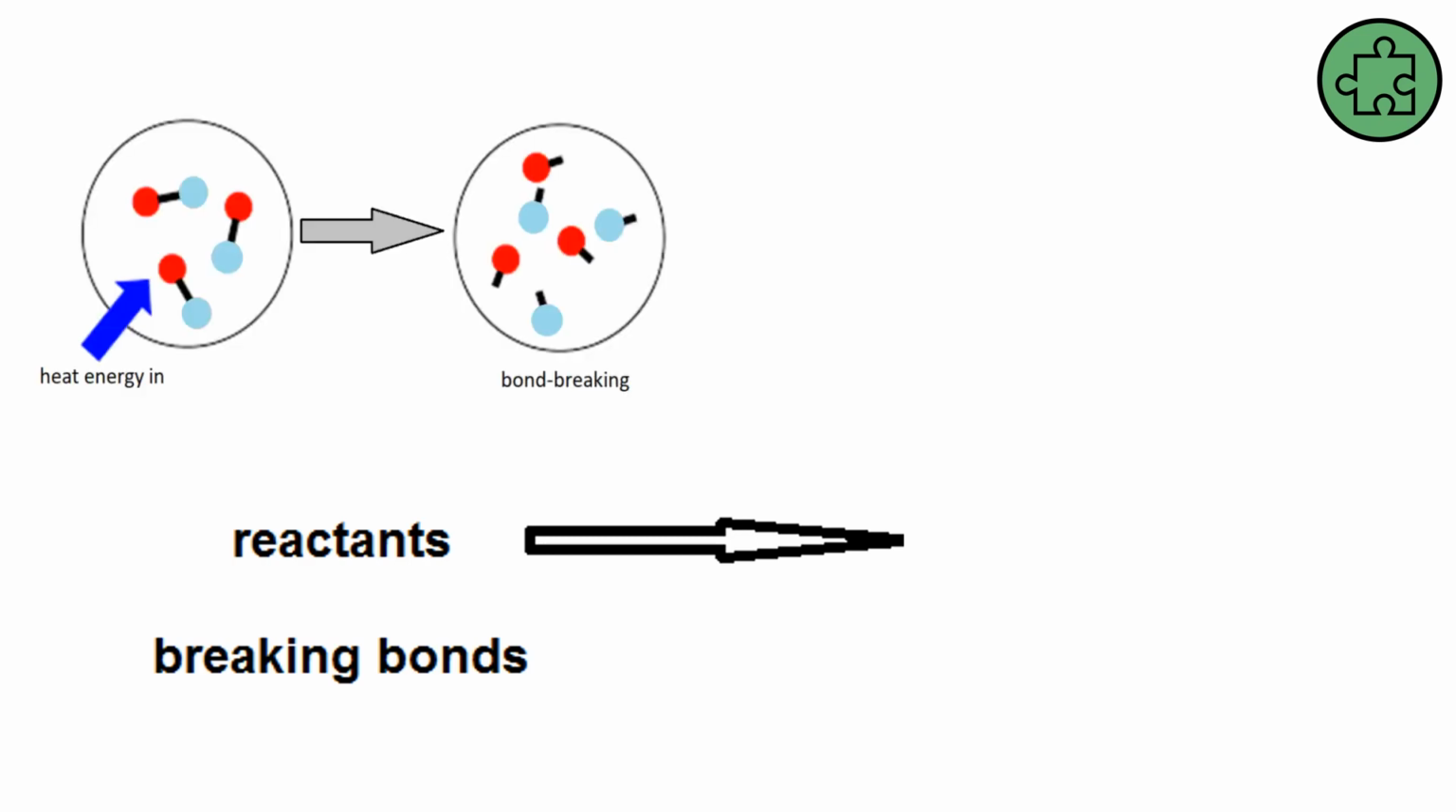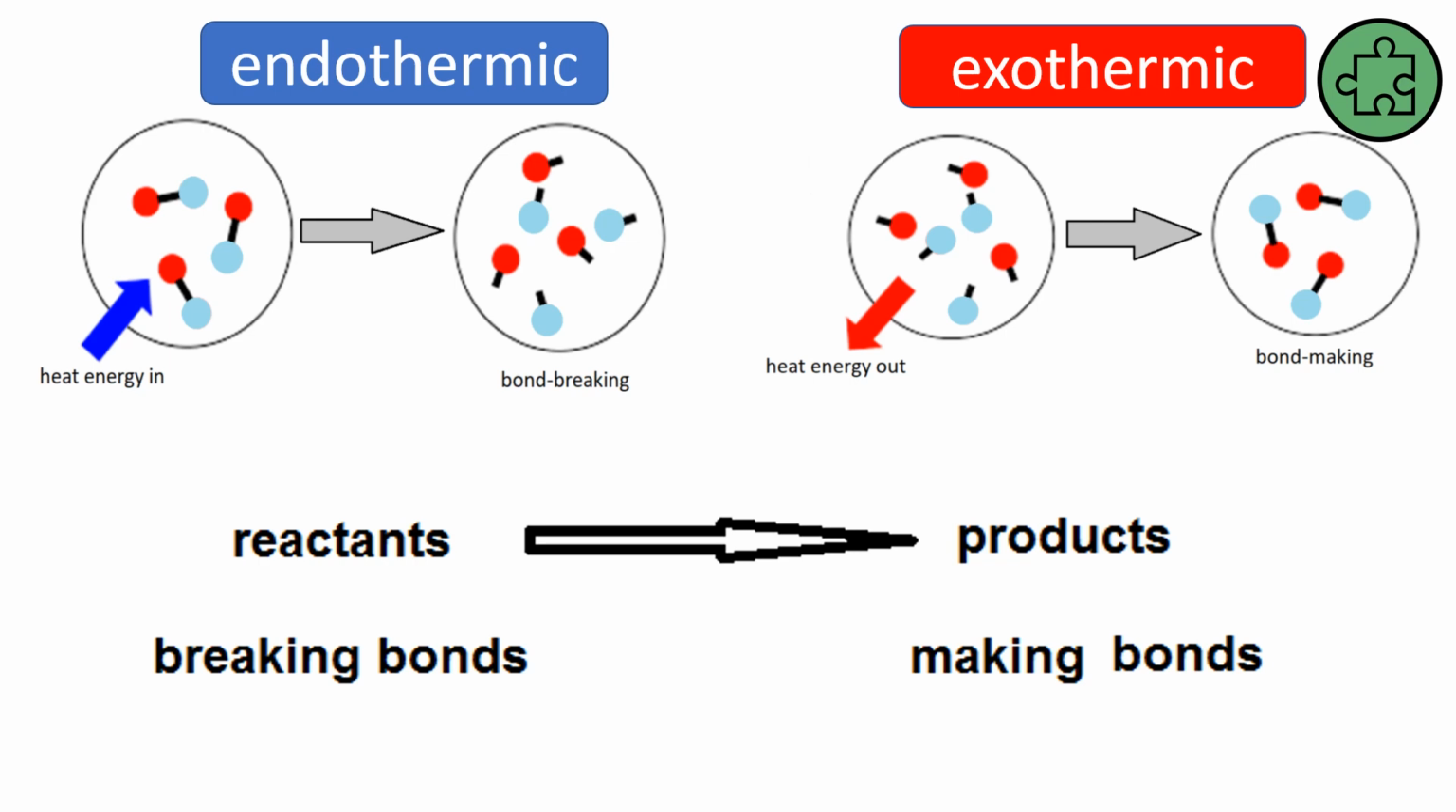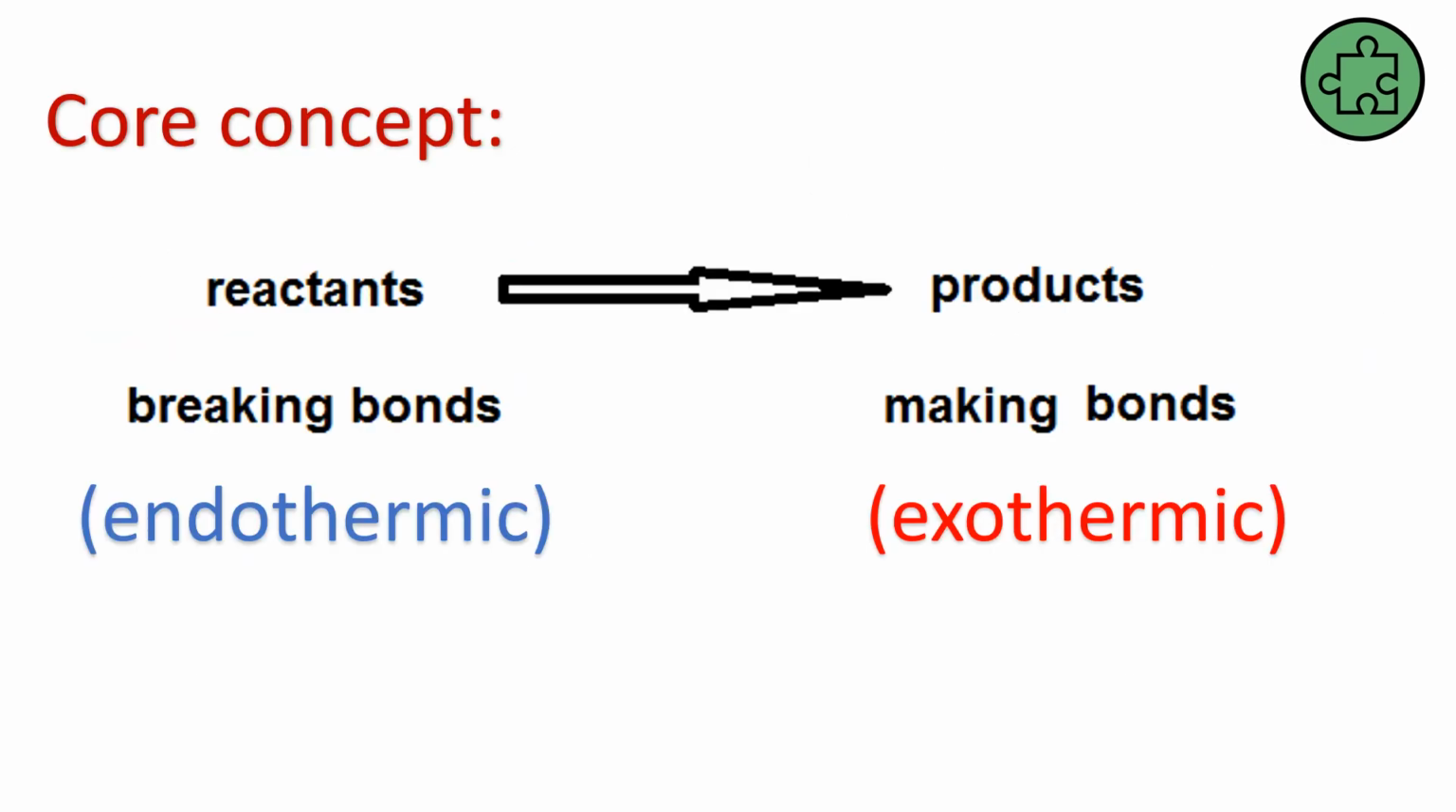So we can say then reactants are always breaking bonds. There we go, endothermic, and products are always making bonds, which is exothermic. And any chemical reaction will do both of these things and therefore are both endothermic and exothermic. Here's your first core concept for today. Endothermic, exothermic. Now, make sure you get these the right way around. It's in and then out, not out and then in.